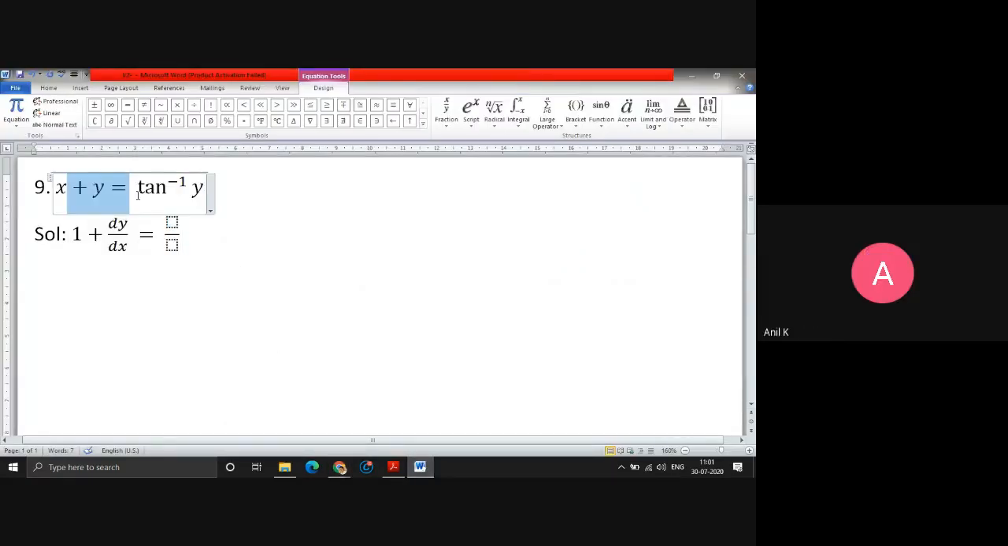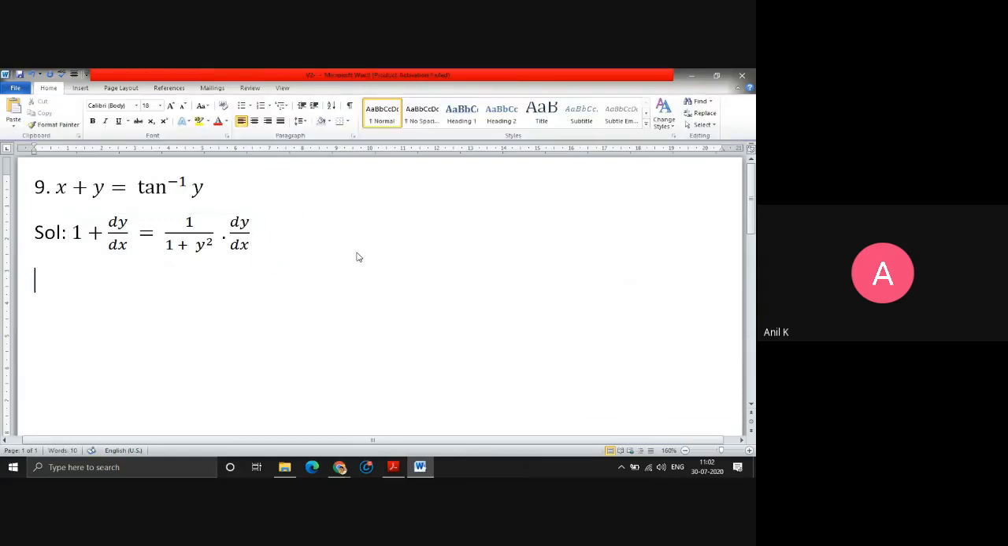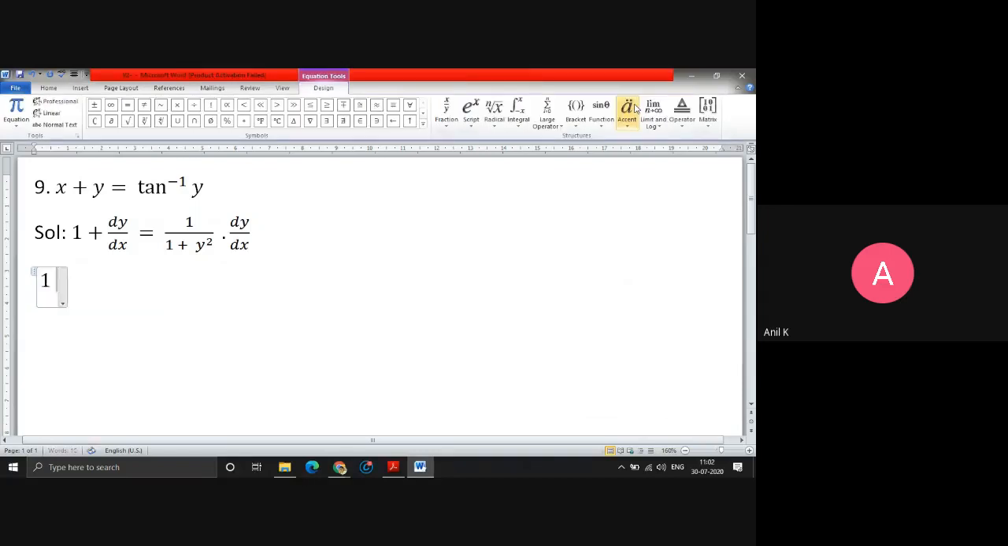Now if you differentiate this with respect to x on both sides, first the derivative of x is 1, the derivative of y is dy by dx, and the derivative of tan inverse y is 1 upon 1 plus y square, into again dy by dx. Now if I bring all the dy by dx terms to one side, the RHS, I'll get 1 equals to, and I'll take dy by dx common.